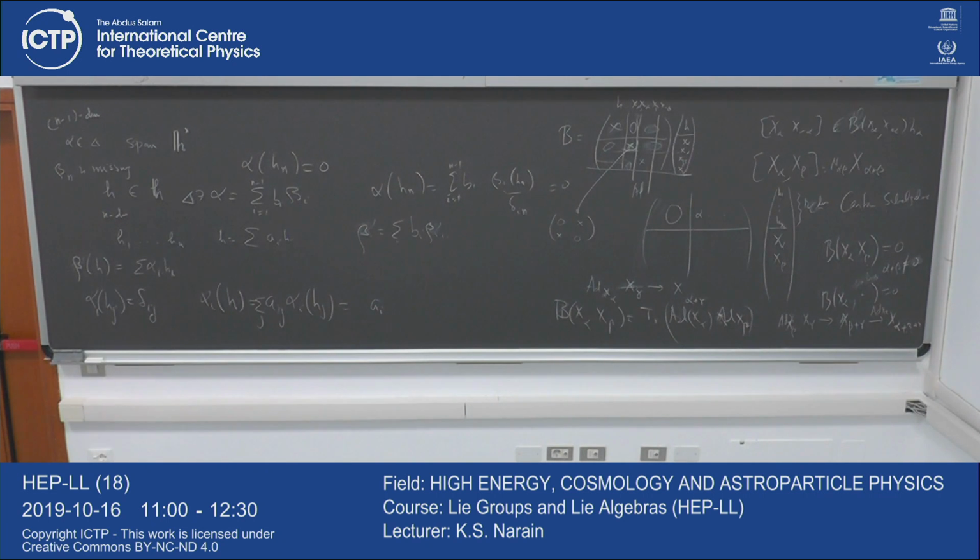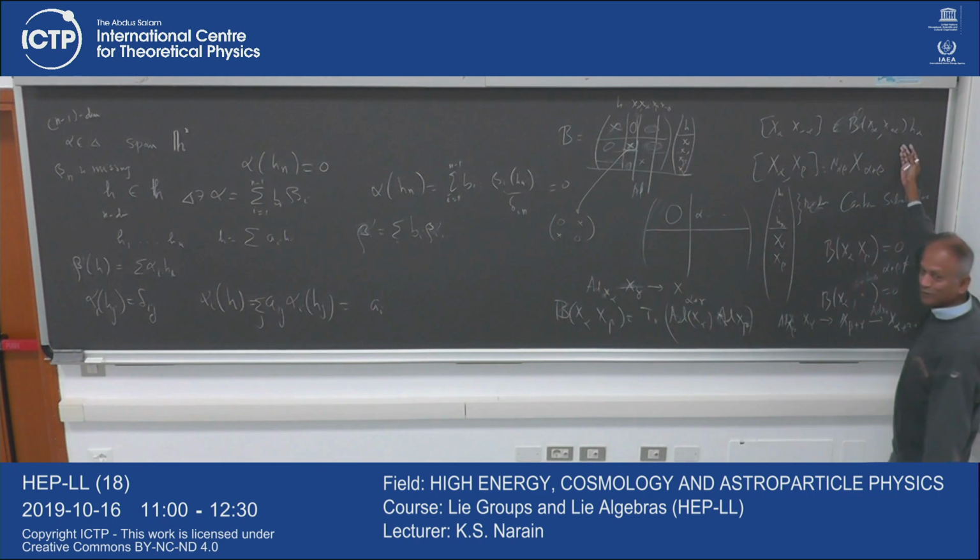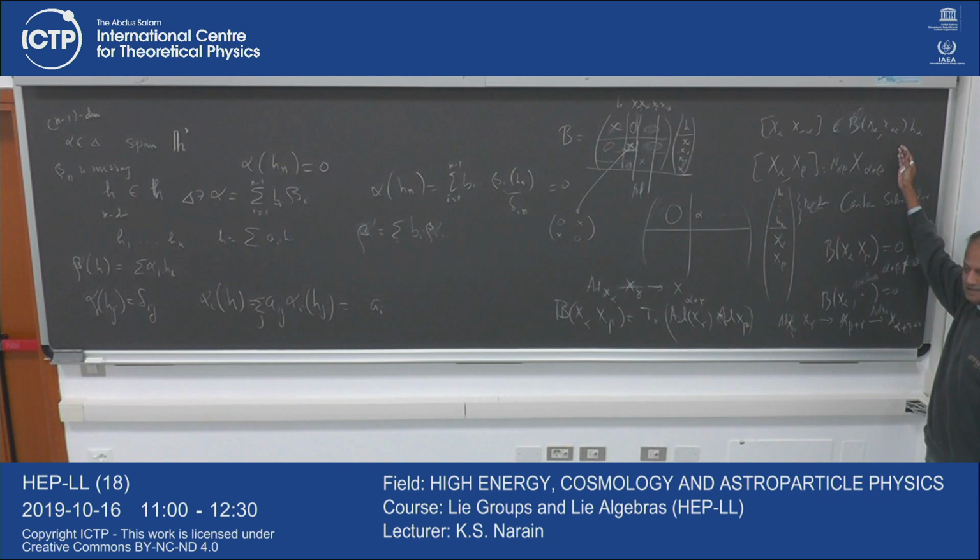Anything else? Is that point clear? That was crucial. That had to be non-zero. Otherwise, you wouldn't even get an SU2 structure. If this happened to be 0, then you wouldn't have an SU2 algebra, and this whole thing is really based on the SU2 subalgebras.